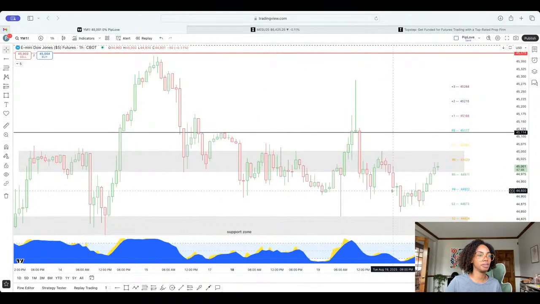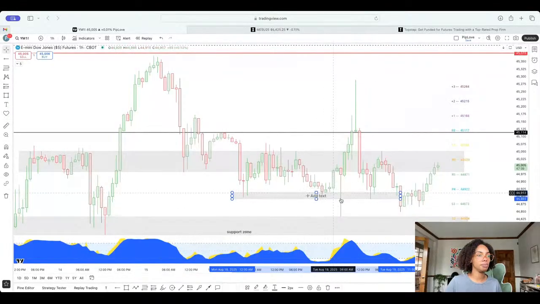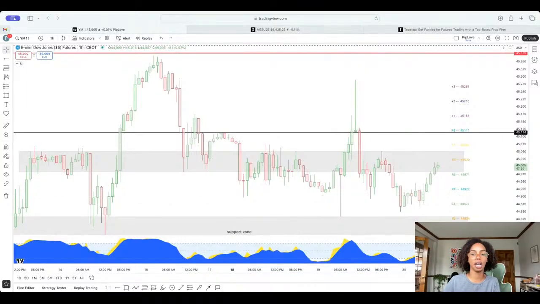Right here, we had some support as well. Yep, had some support here. Price is just bouncing in between these levels. So be very cautious. This is again on the 1 hour time frame.